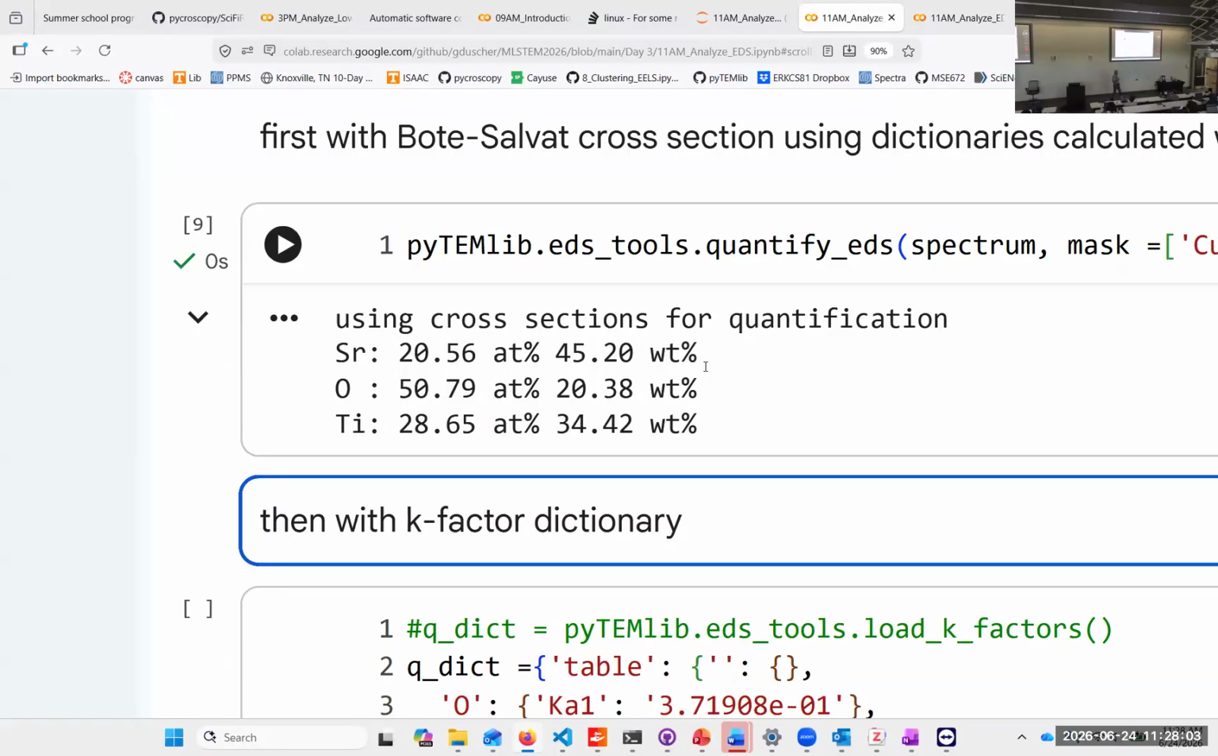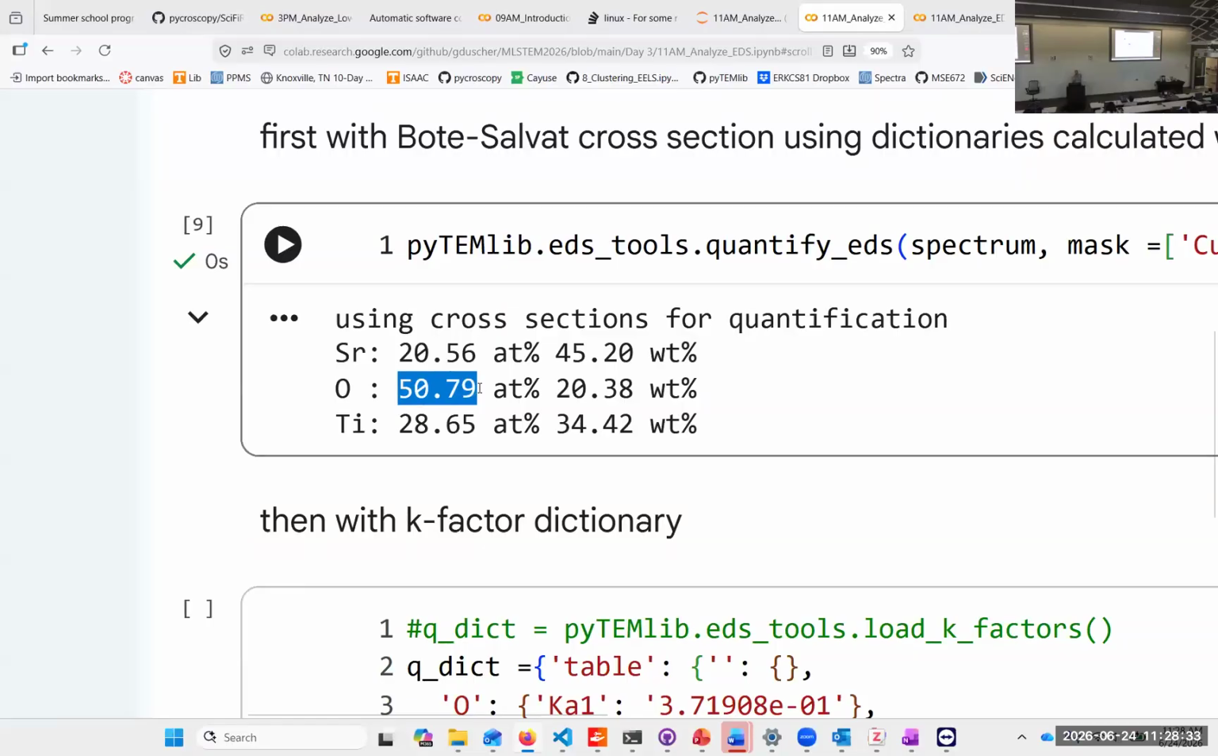This is strontium titanate, right? One strontium, one titanium atom, and 3 oxygens. So I have 5 atoms in my unit cell or in my compound. So I should have 20% strontium. That looks good. I should have 60% oxygen. That does not look good. So we are off by quite a bit. And we should have 20% titanium.